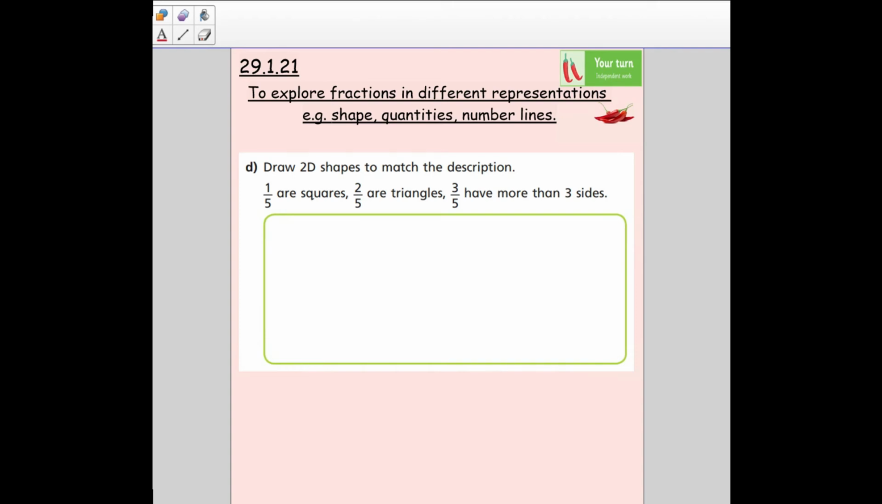And the final question for chilli 3 says, draw 2D shapes to match the description. 1/5 are squares, 2/5 are triangles, and 3/5 have more than 3 sides. Pause the video and have a go now.